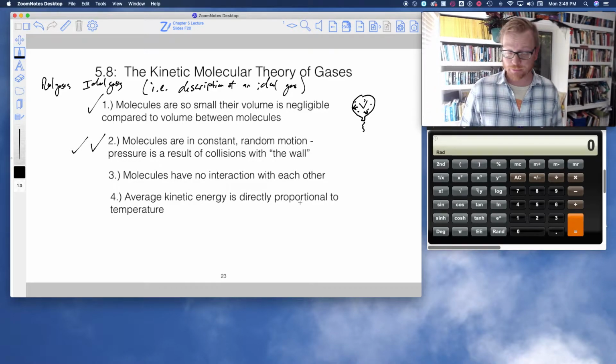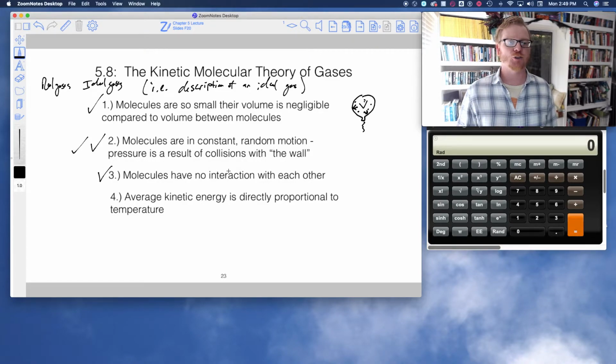But what's also true, what is also going on in real gases is that those molecules can actually collide with each other. So let's go to point number three. Molecules have no interaction with each other. That's true with ideal gases, but not so much with real gases, okay? So molecules, for real gases, they do interact with each other. And those interactions create more collisions, okay? But in the ideal gas approximation, molecules have no interaction with each other.